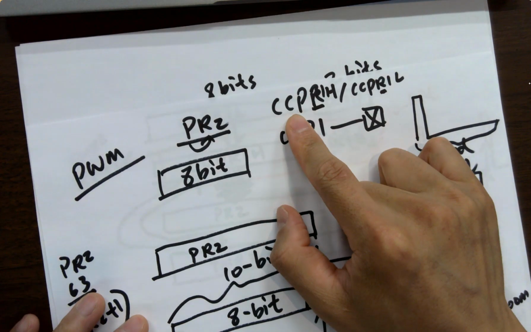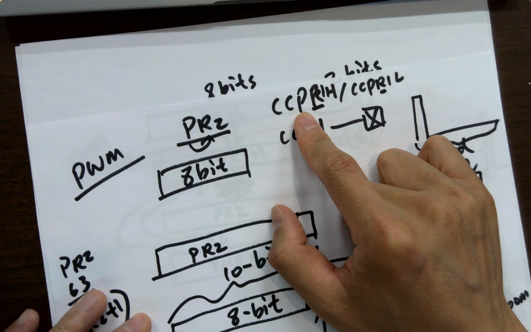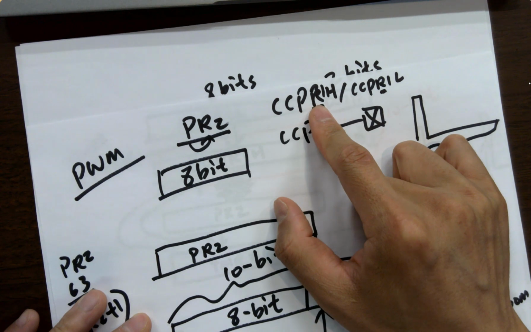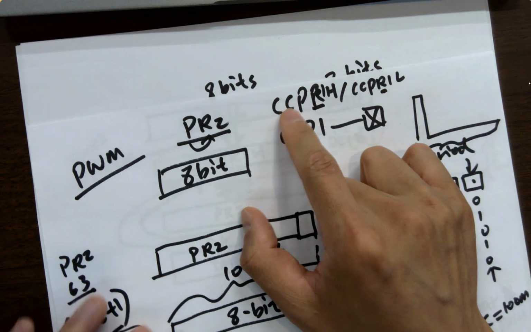Compare capture PWM register number 1 higher byte. Okay. Oh, I'm too fast. Let's do it. Compare. Remember, it's 2.